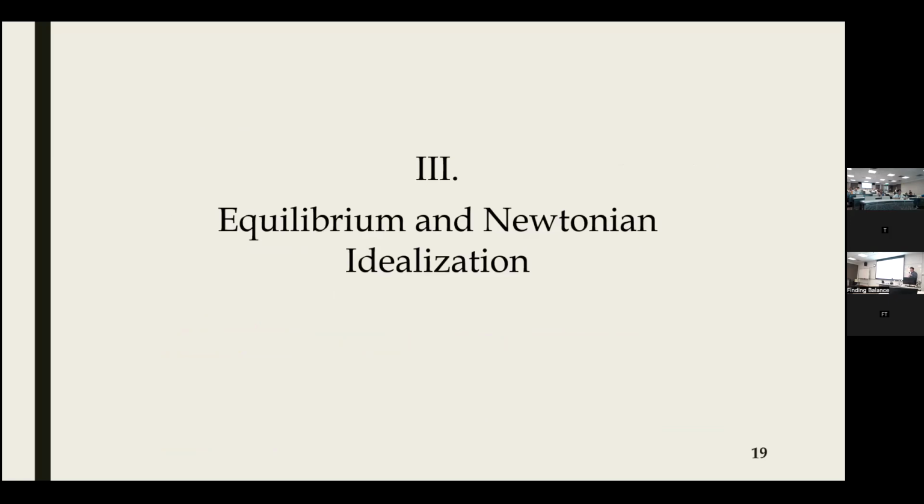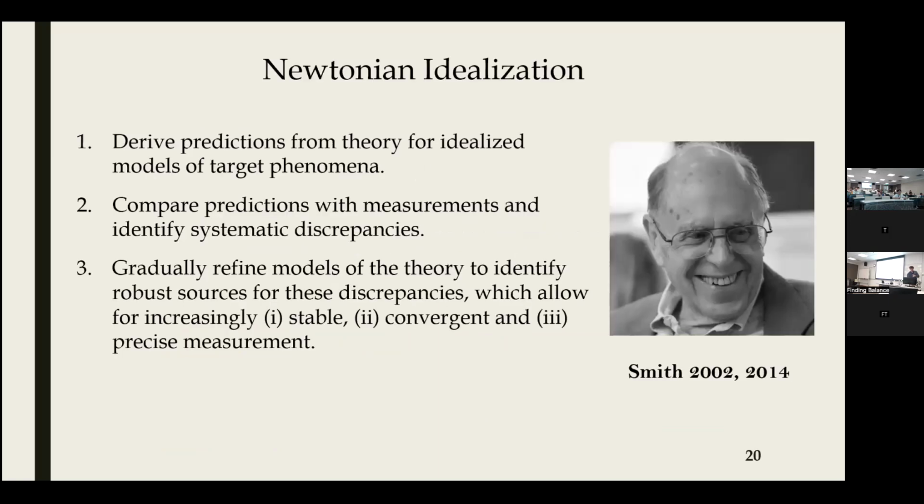Okay. And the method in which these equilibrium principles are applied in the Principia is what George Smith has described, in what I think is the best reading of Newton's method we have available, as the method of Newtonian idealization. In that method, you start by deriving predictions from some theory for idealized models of a target phenomenon, such as two-body orbital systems. You compare those predictions with measurements and identify systematic discrepancies, and then you gradually refine those idealized models to identify robust sources for all those discrepancies, which in the long run allow for increasingly stable, convergent, and precise measurements of the parameters of your theory.